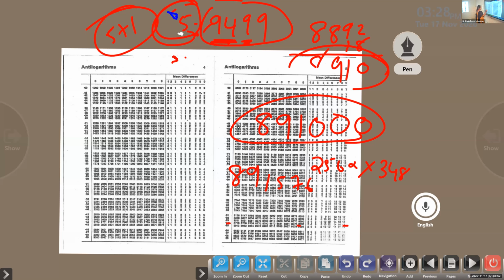Go for 0.35 under 6. So under 6 is 2270. There is no fourth digit, so you don't have to worry about it. Just write 2270. Look, this is known as mean difference.